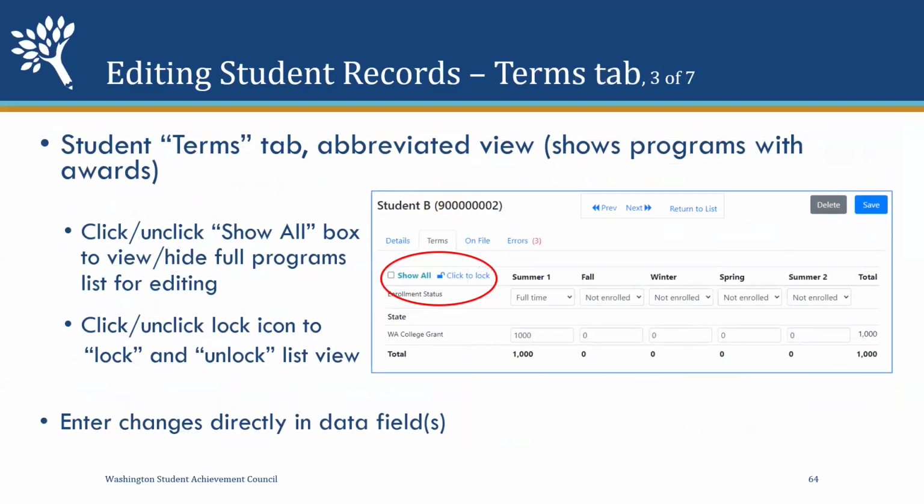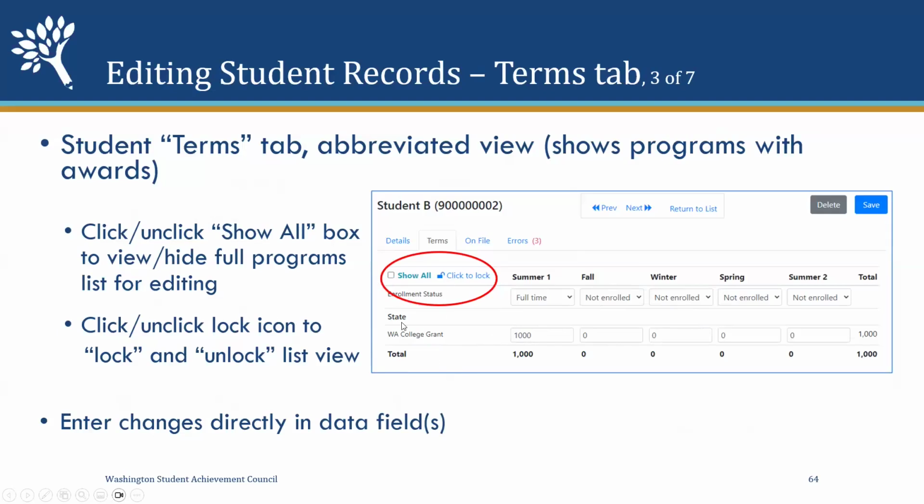This is an abbreviated view of the Terms tab, and you'll see here it lists the 5 different enrollment terms, and changes that are made to the enrollment, if need be, can be made directly in these drop-down boxes. In order to see the programs that are available, you can click Show All, and it will drop down a list of all reportable programs. In this abbreviated list, what you'll see is only the programs for which you have entered some type of an award for that student.